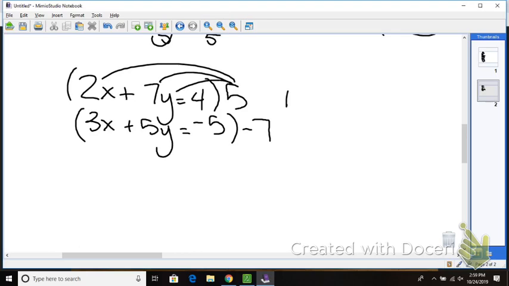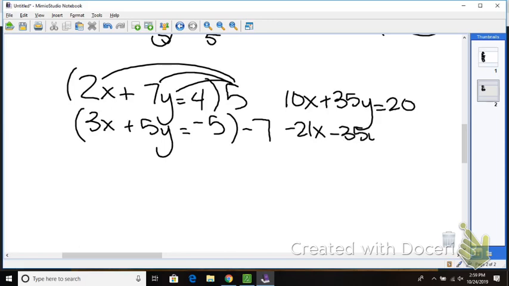So I have 10x plus 35y is equal to 20. And then for my next one, I have negative 21x minus 35y equals 35. Everybody agree with that? Yep. Yeah, I agree. Okay, now we can combine together.